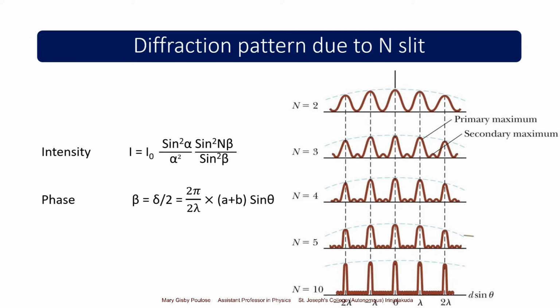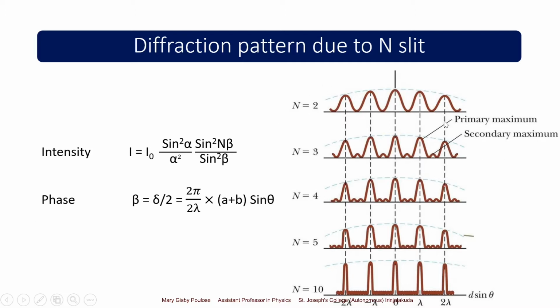And the phase difference β is given as δ/2, which is equal to 2π/2λ times (a+b) sinθ, where θ is the angle of diffraction. On the right side, we can see the diffraction patterns for different numbers of slits.